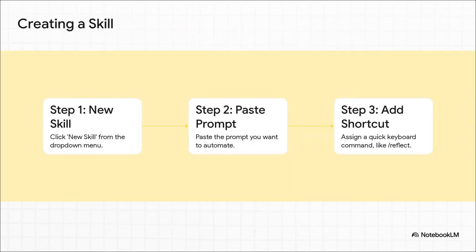And get this, making one for yourself is ridiculously easy. You just hit New Skill, drop in whatever detailed prompt you want to automate, and then give it a little shortcut like /reflect or whatever you want. And that's it. You now have a custom-built superpower just a keystroke away.